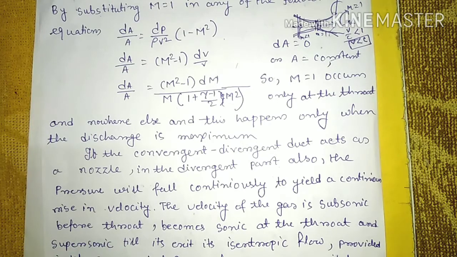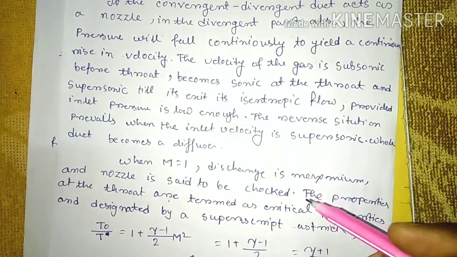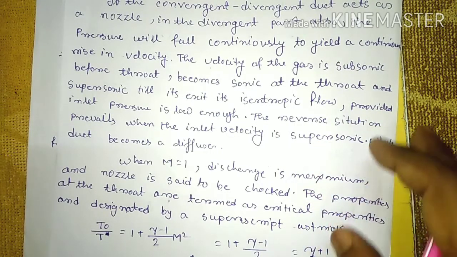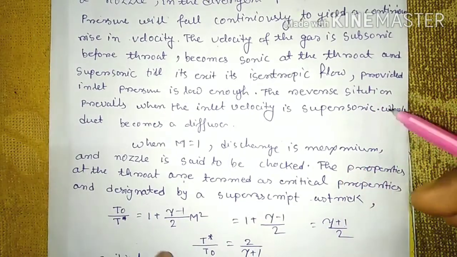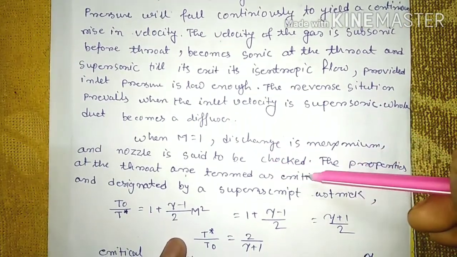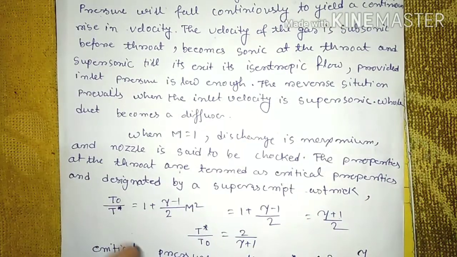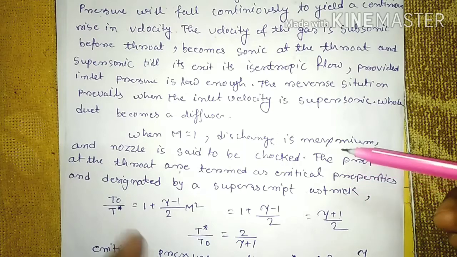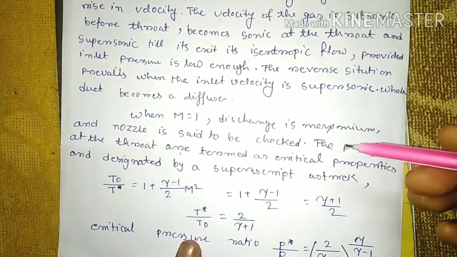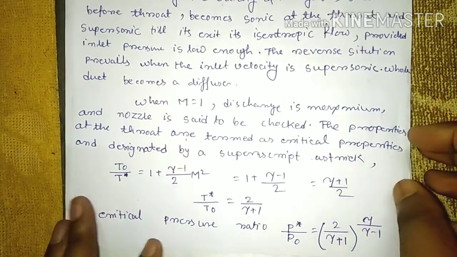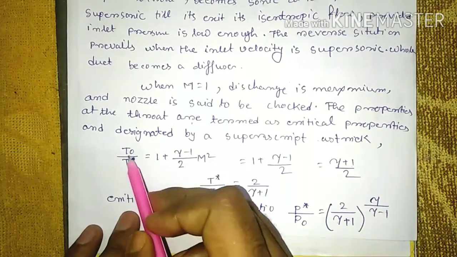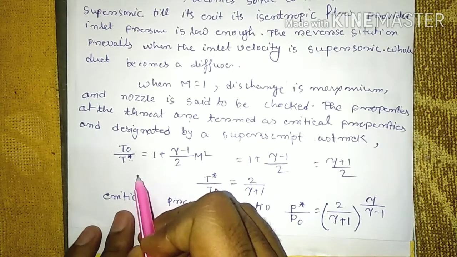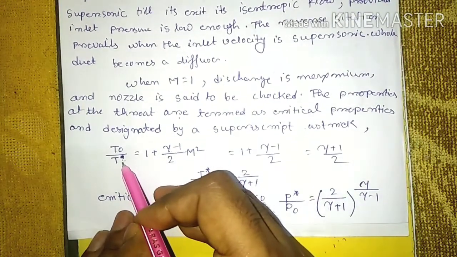So what happens here is, if you put the value M equal to 1, the discharge is maximum and the nozzle is said to be choked at that particular condition. The critical properties are designated with the subscript asterisk, for example T0 and T star, so they are defined with asterisk terms.